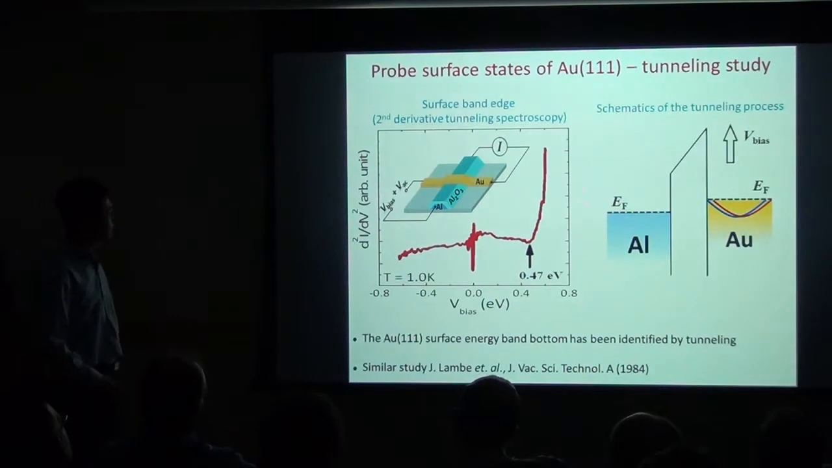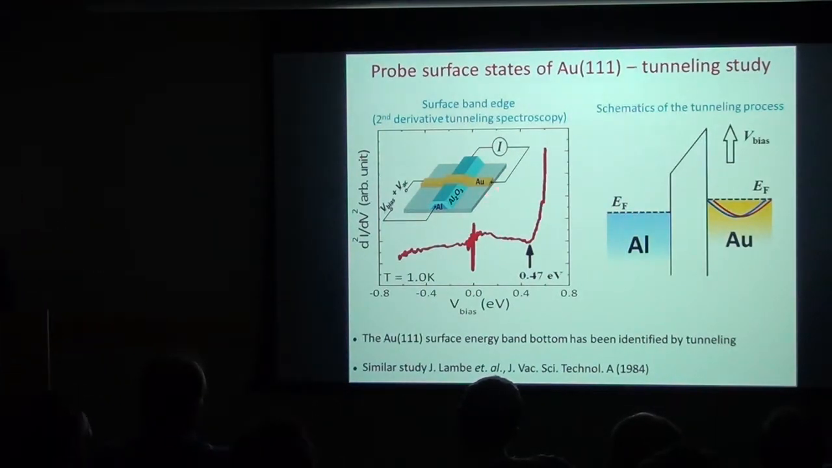To study the electronic states in this system, we can do tunneling. Tunneling is a very powerful tool to probe the density of states of the material. To make the tunnel junction, we form a gold-aluminum tunnel junction with an aluminum oxide tunnel barrier in between. If we apply a voltage across the tunnel barrier, we can shift the Fermi level of aluminum with respect to the Fermi level of gold. Then the tunneling happens between the Fermi level of aluminum and the same energy position in gold. As soon as you scan the Fermi level of aluminum across the bottom of the surface state of gold, you will see the onset of the tunneling conductance signal.